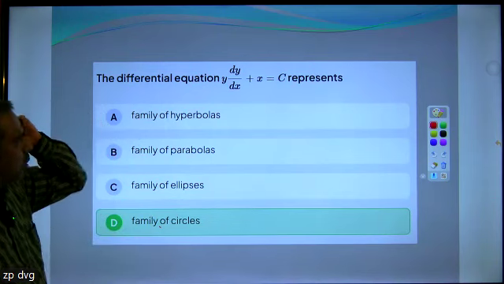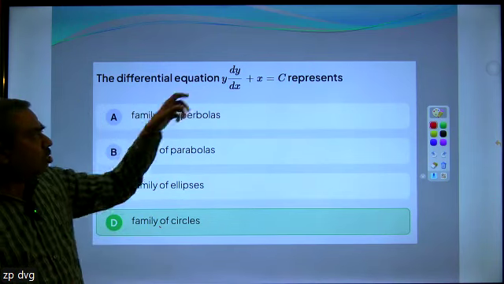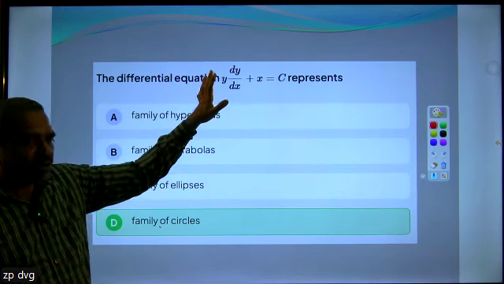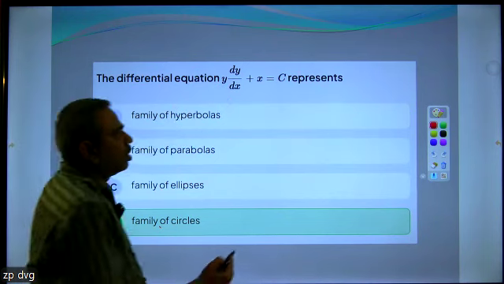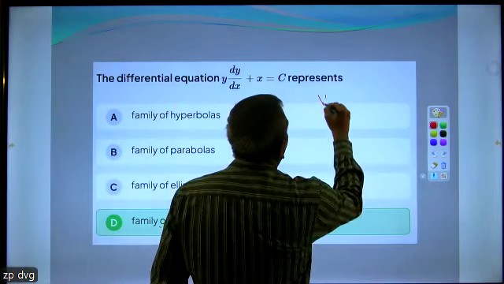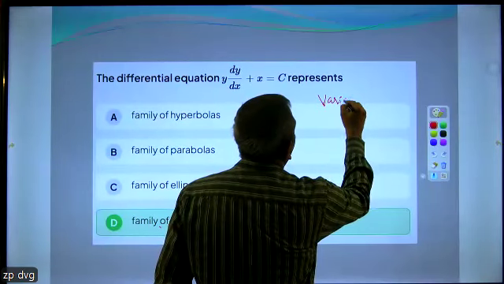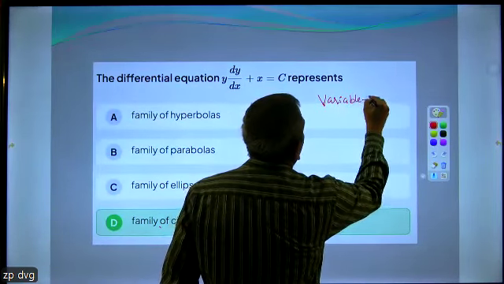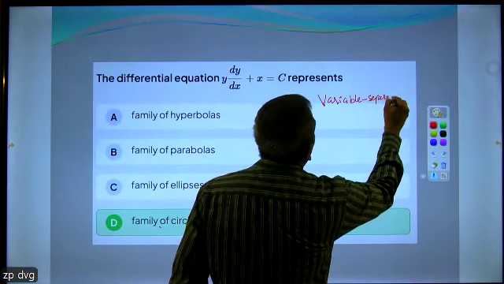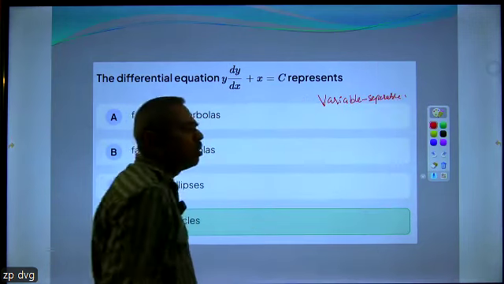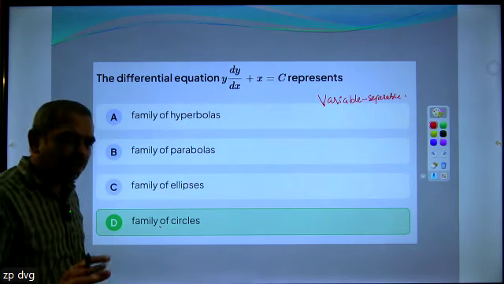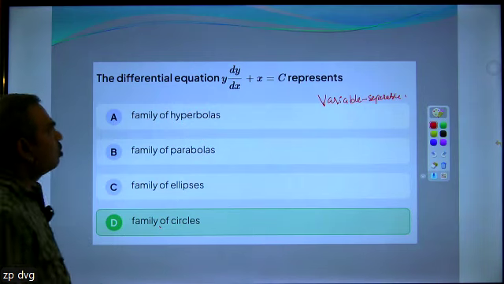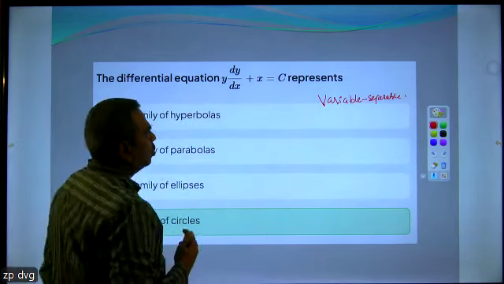So just see this question. The question is given like this: y into dy by dx plus x is equal to c. Now here, this method is called variable separable. The meaning of variable separable is we can separate the variables. So this is one of the questions given now.